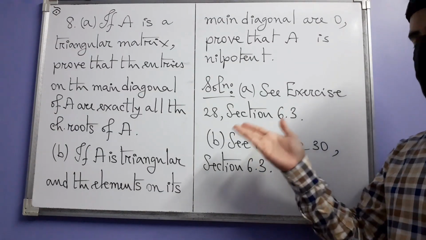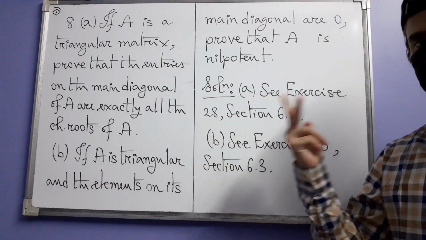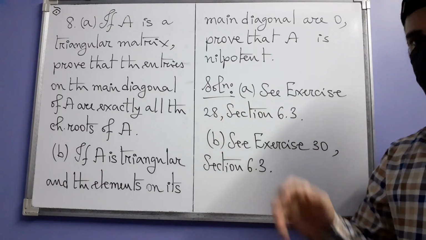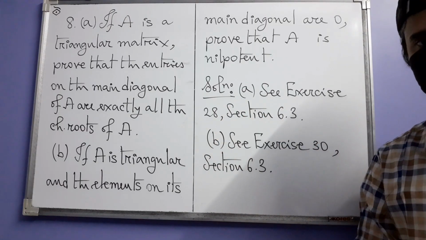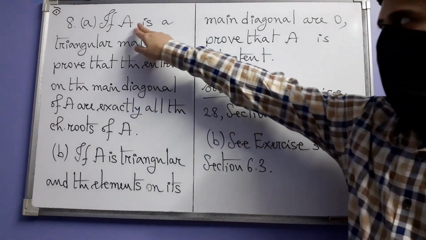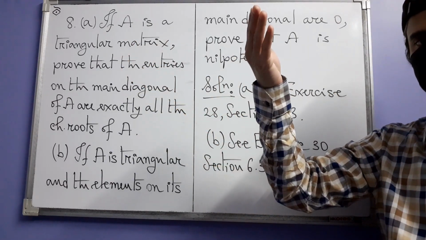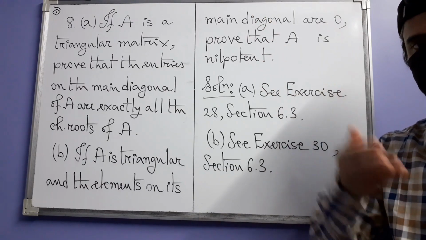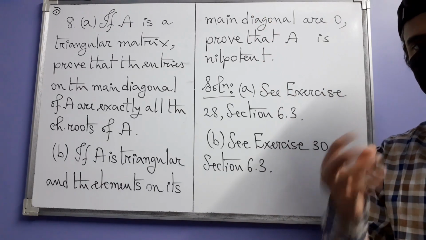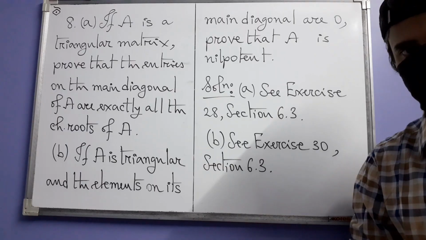Next we have exercise 8. Here there are two parts. In both the parts we have a triangular matrix. In the first part, A is a triangular matrix and we have to prove that the entries which appear on the main diagonal, the leading diagonal of A, are exactly the characteristic roots of A.